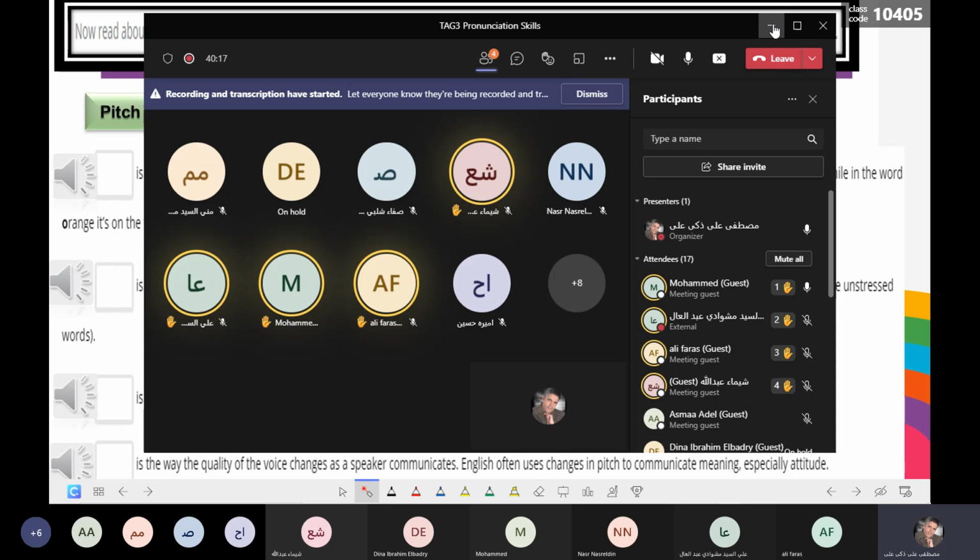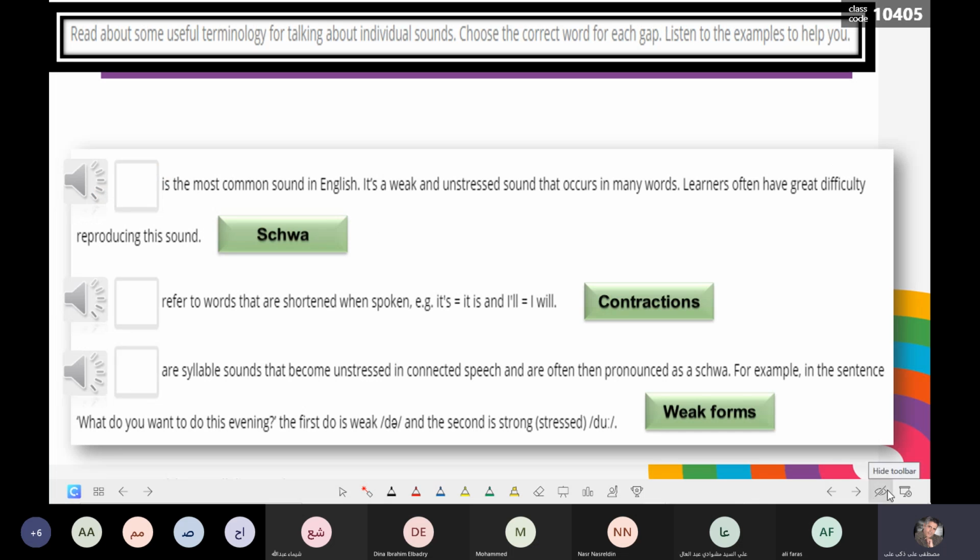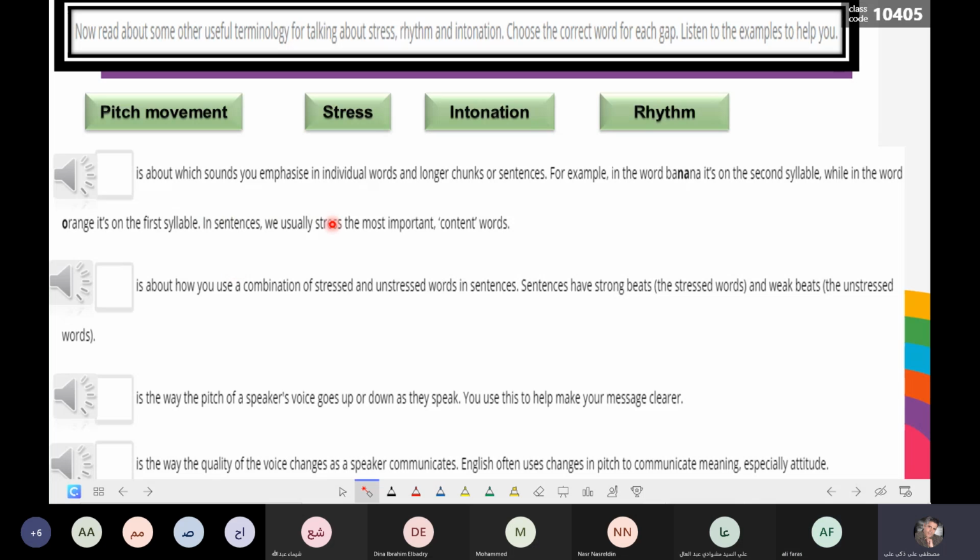Now we agree that words in English are always stressed. And when a word is stressed, it means something important here. How can I help my students learn stressed syllables?